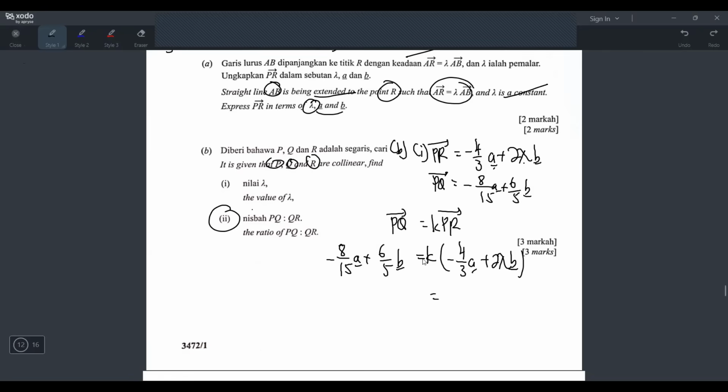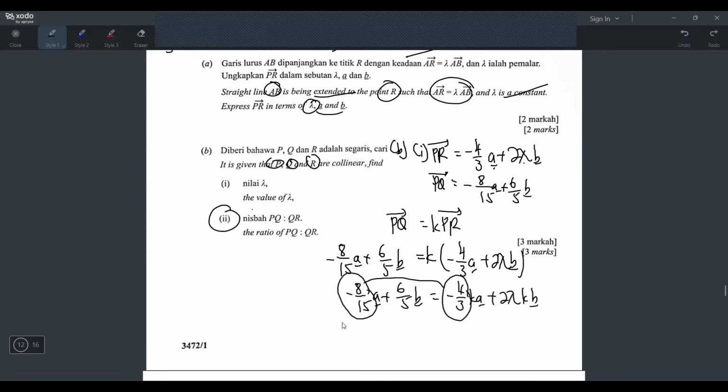Okay, I will take the K, expand inside. And then after I expand, I compare side by side. Right? So, yang ni kita just salin je. Nothing to do. And then this one, I will expand inside. Okay, because later I want to compare coefficient of A with coefficient of A. So negative 4 over 3 KA plus 2 lambda KB. And then compare the coefficient side like for both sides. So the coefficient of A on this side is negative 8 over 15, on the other side is negative 4 over 3. We can connect them together.